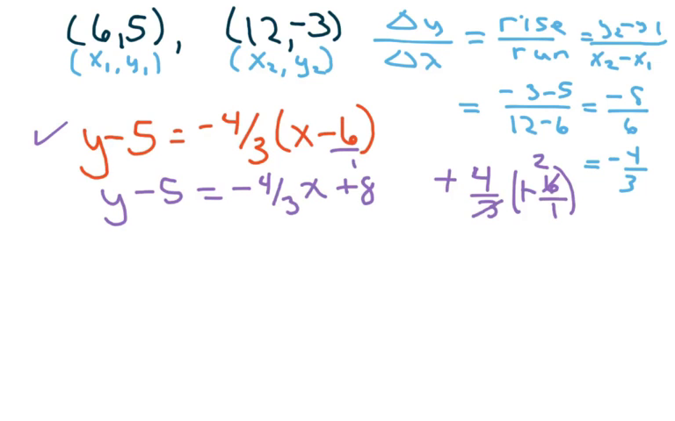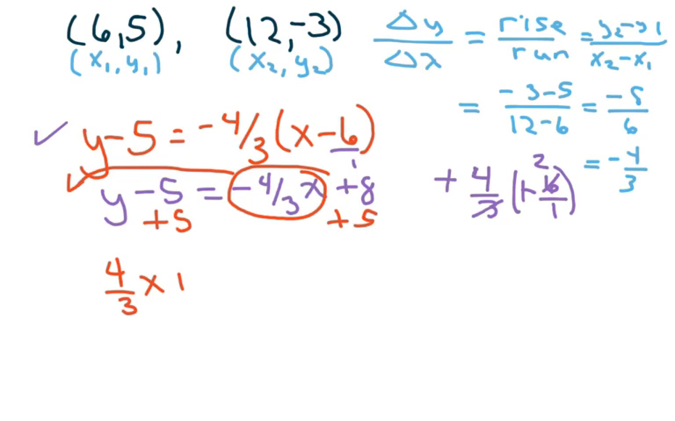Now, I'm going to add 5 to both sides. And I'm going to move him over. When he moves over this side, you're actually adding 4/3, positive 4/3 to both sides. So he's going to be positive 4/3 x plus y, because my y is already positive, equals 13.